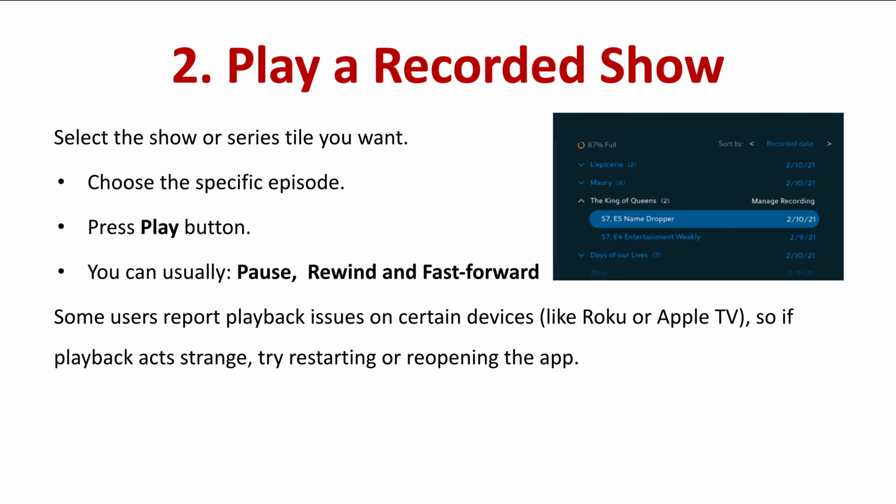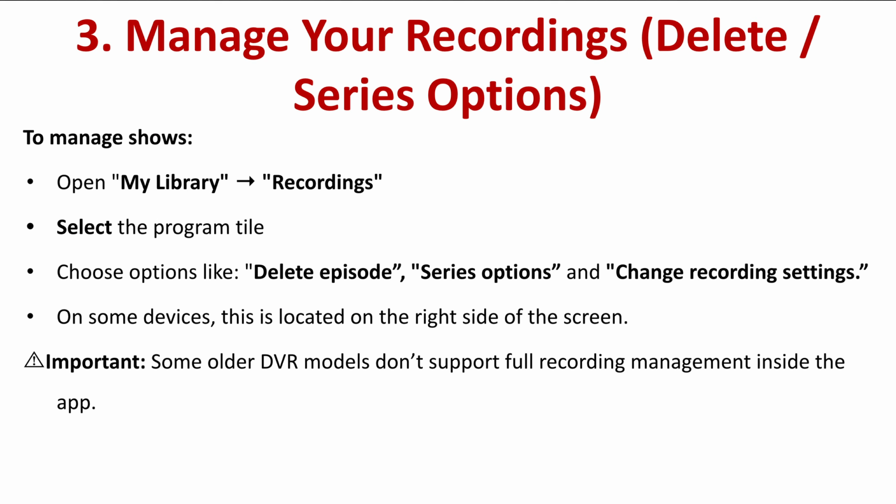Second one is play a recorded show. Select the show or series title you want. Choose the specific episode, then press the play button. You can usually pause, rewind and fast forward. Some users report playback issues on certain devices like Roku or Apple TV. So if playback acts strange, try restarting or reopening the app.